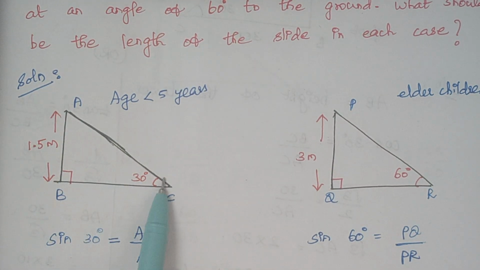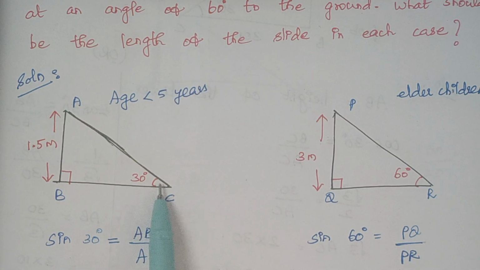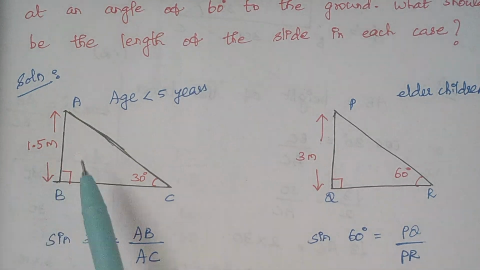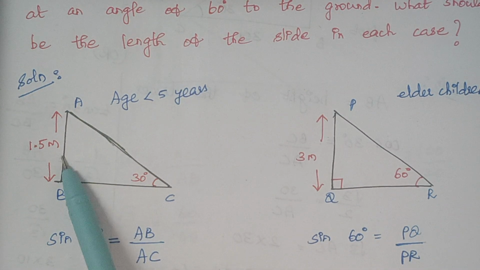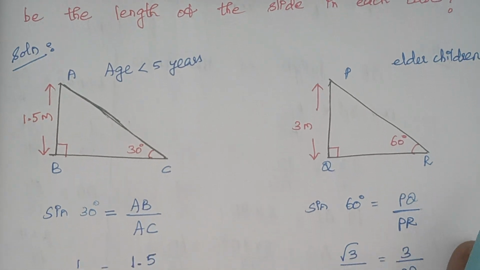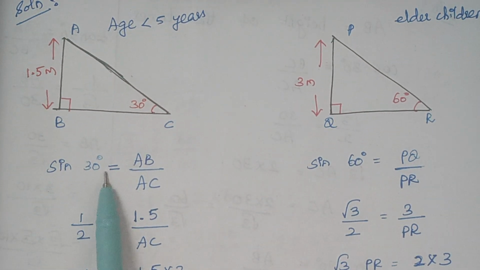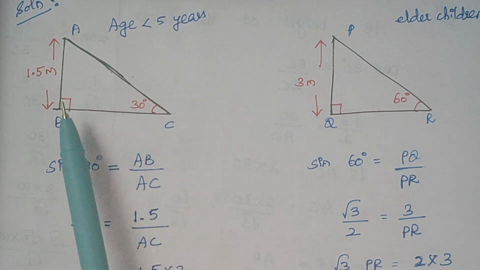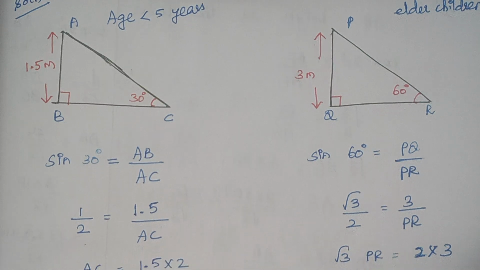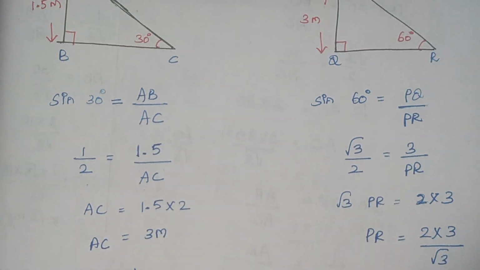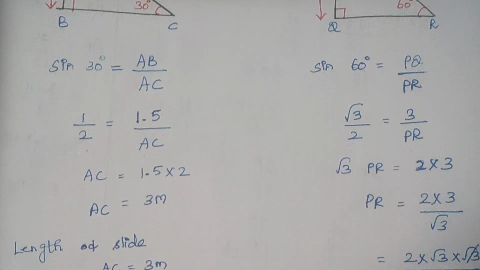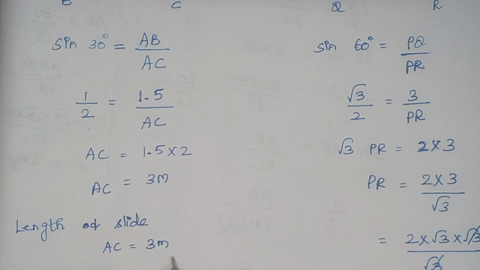AC is your hypotenuse. Right, so sin 30 degree, we can take sin 30 because we know the value of opposite side. So sin 30 is equal to AB by AC, right? So sin 30 is 1 by 2 and the value of AB is 1.5 divided by AC. So once you cross multiply, the value of AC is 1.5 into 2, which is equal to 3 meters. Therefore, the length of the slide is 3 meter.